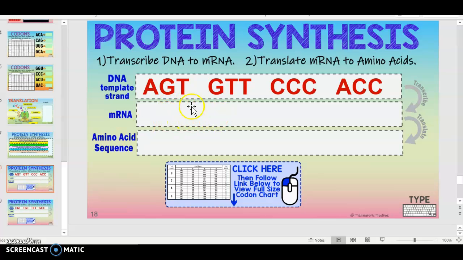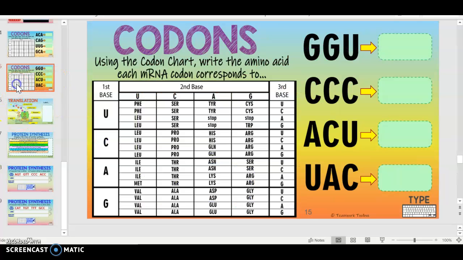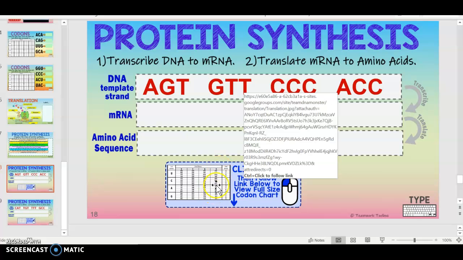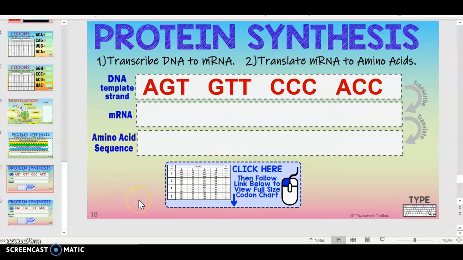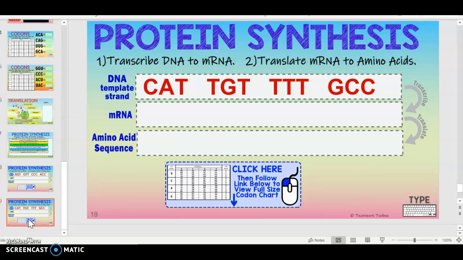Then you guys have to do your code again. Remember to flip. Remember there's no T's in mRNA. And find your amino acid code. You could go back to slide 15 to use the chart up here if you want, or if you click on this, you could do split screen and have your chart up while you're doing this. So you have 2 slides of that to complete.